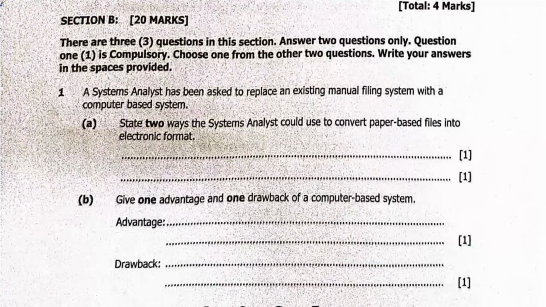1. A systems analyst has been asked to replace an existing manual system with a computer-based system. State 2 ways the systems analyst could use to convert paper-based files into electronic format. So there are many ways we can do that. One of them is by typing manually.